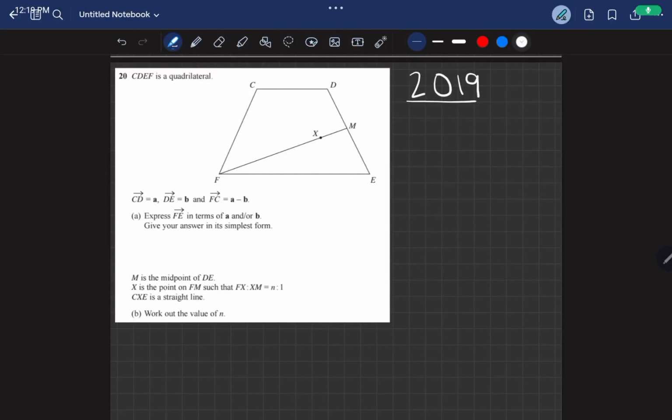Okay, so this is question 20. CDF is a quadrilateral. CD is A, so let's mark that on. DE is B. FC is A minus B.